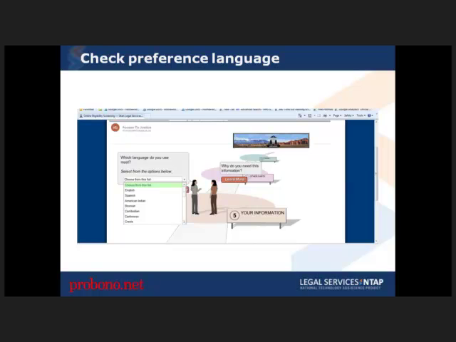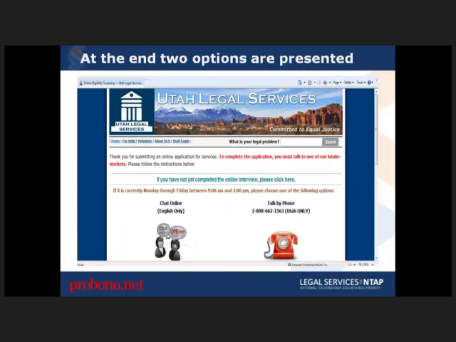We also get their preference in language. We have a translator line, as probably most of us do, so that if their language isn't English, or they prefer to talk to us in another language, we can get that information and talk to them in the language that they want us to. And then again, as I mentioned before, they can chat with us online.